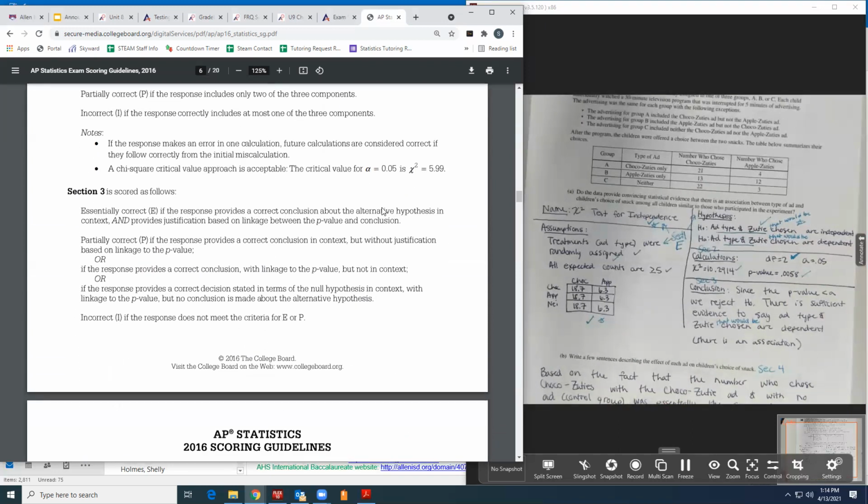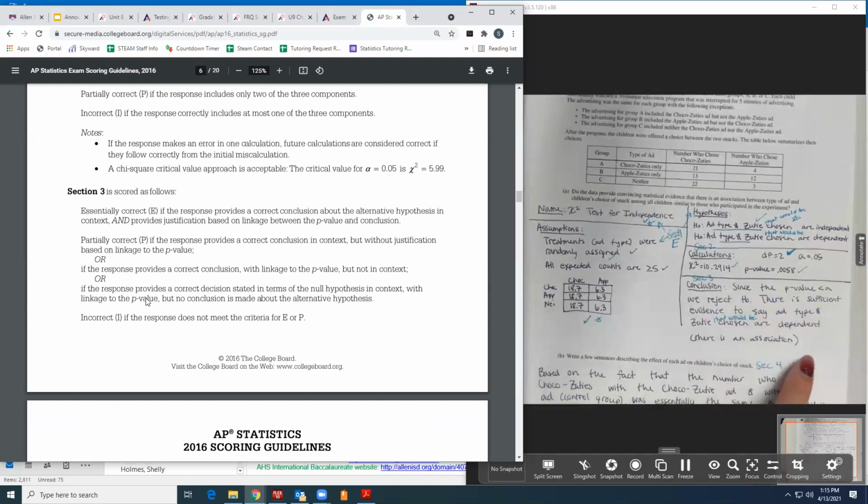Essentially correct, we have a correct conclusion about the alternative hypothesis in context and provide justification based on linkage between the p-value and conclusion. Partially correct if the response provides a correct conclusion in context without justification based on linkage to a p-value. So if you left out the mathematical reason, that's what they're saying there. If you didn't have the context, that would be partially correct. And if you didn't have the last sentence, that would be partially correct.